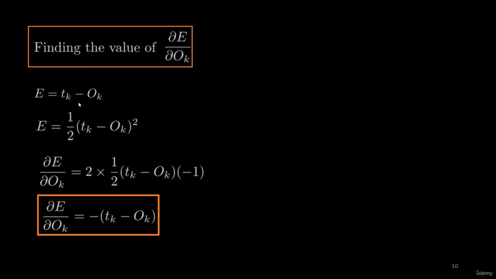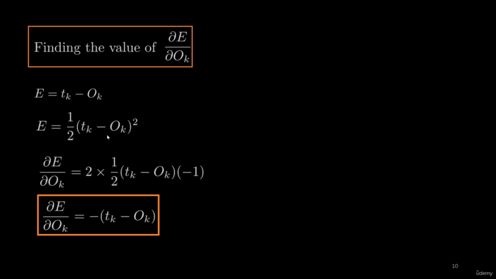So that was our error. Here we transform the error into the square error. Then we add half. It will become half tk minus ok square. So this is our error which we have to differentiate. So this is dE by dok. Here I am taking the first derivative of this error.